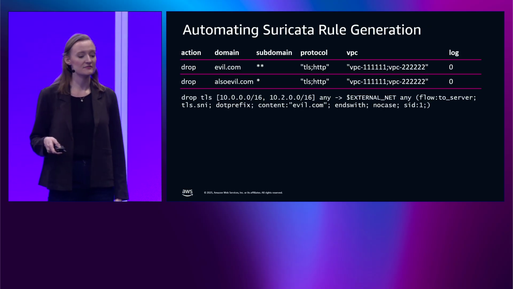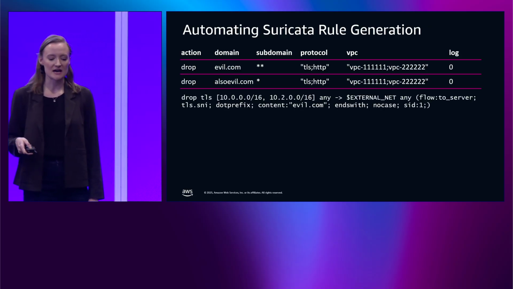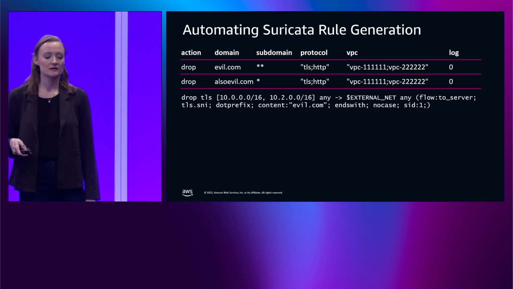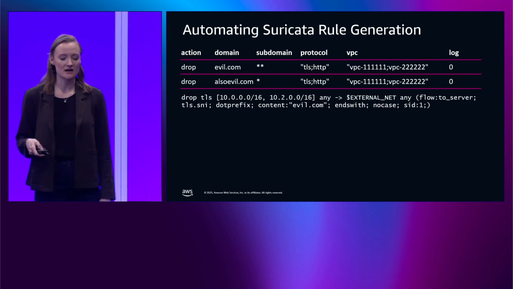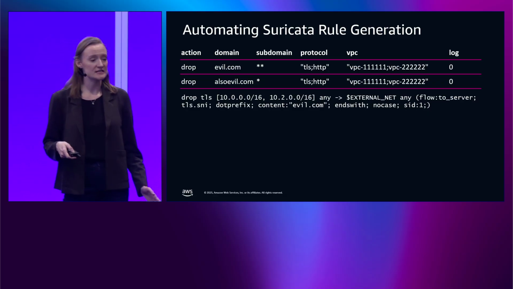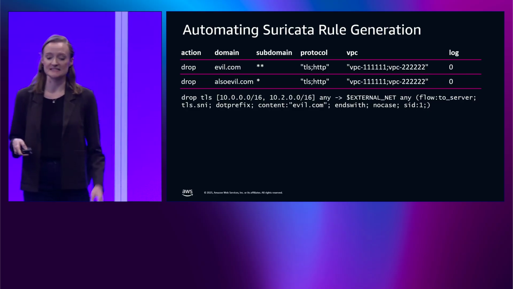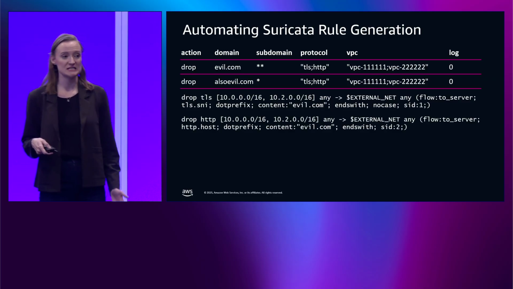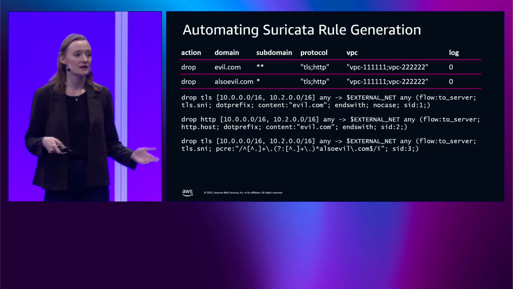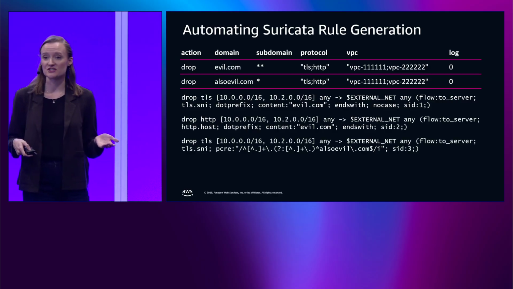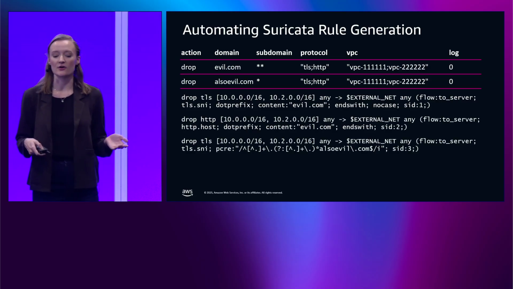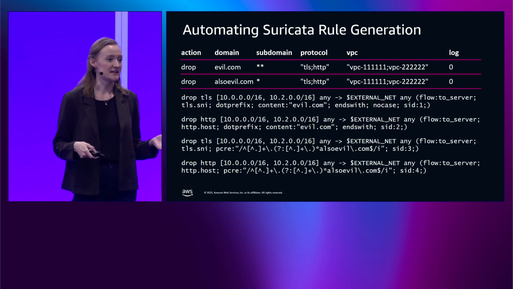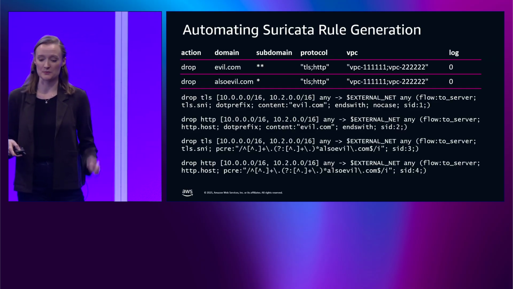In this example, first it will generate a rule that matches the first protocol, TLS, and the second level domain, evil.com, again corresponding to all those VPC CIDRs. Additionally, it creates a really similar rule for HTTP traffic, and then we'll create the TLS rule for matching all of those subdomains for also evil.com, and again, the HTTP comparable rule as well.